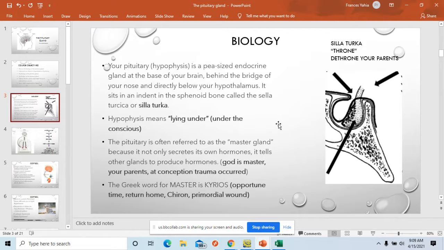The pituitary is referred to as the master gland, and I will talk about the word master. It secretes hormones and it tells other glands to produce hormones. God, Jesus per se, has been called the master by his disciples. Your parents are your master from the subconscious.